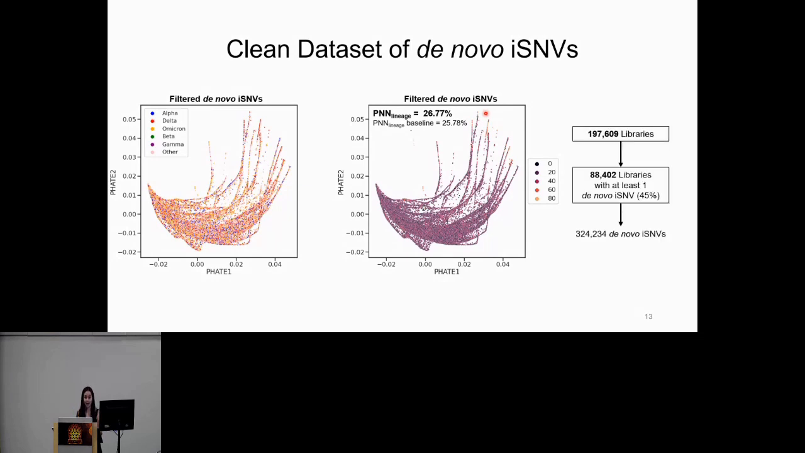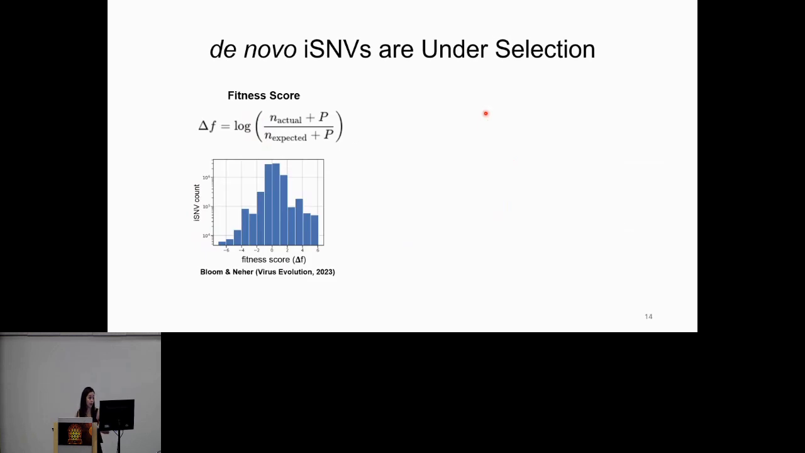Now we have a set of clean de novo mutations, a little bit over 300,000. And of course, I'm not going to leave you here without at least one analysis of this clean data set. So we took these de novo iSNVs and labeled them with a fitness score. This is a fitness score developed by Bloom and Neher, which represents how often these mutations happen in the phylogenetic tree. We annotated all our mutations with this fitness score, where -6 means the mutation is deleterious, 0 is neutral, and 6 has a selective advantage.